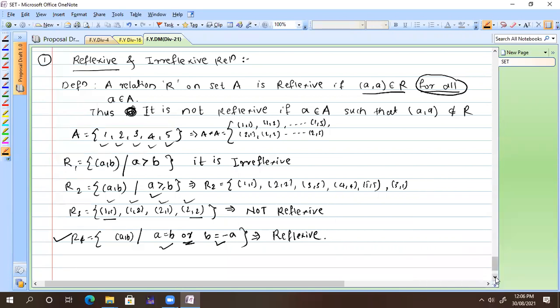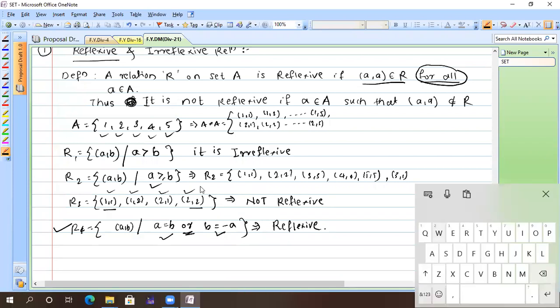Sir, in R2, how did we do that? Okay, R2: A is greater than or equal to B. Every element is greater than or equal to itself. So 1 is greater than or equal to 1, yes or no? Yes. 2 is greater than or equal to 2, yes. 3 is greater than or equal to 3. Yes. So it is reflexive.